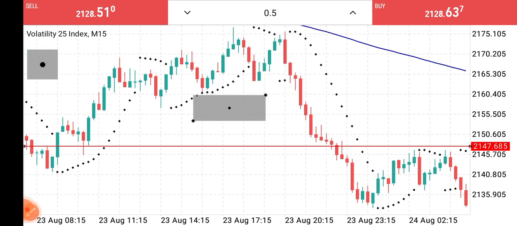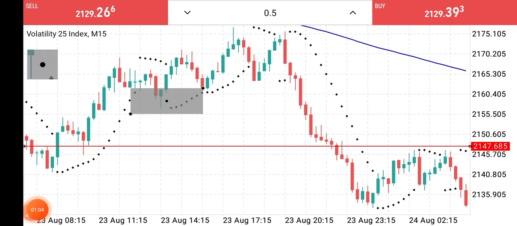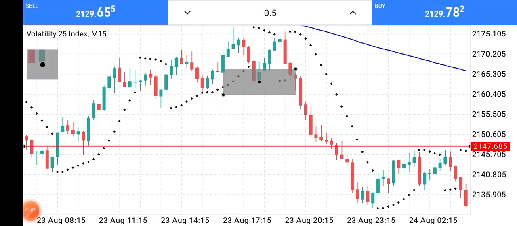So for instance, this is lower, this is lower high, this lower high, this is higher low, sorry, higher low. Okay, so this is higher low, this is higher low, this is higher low.